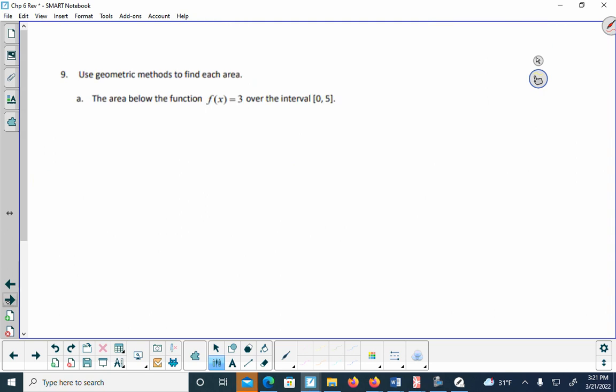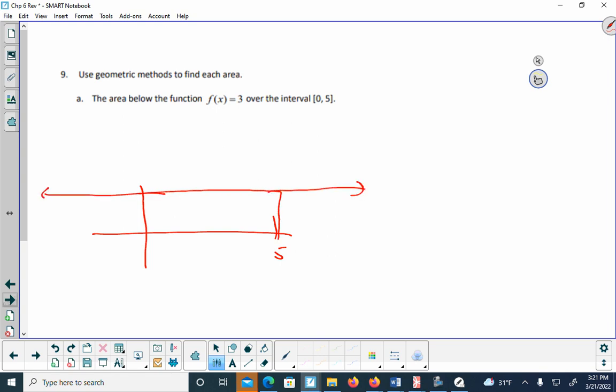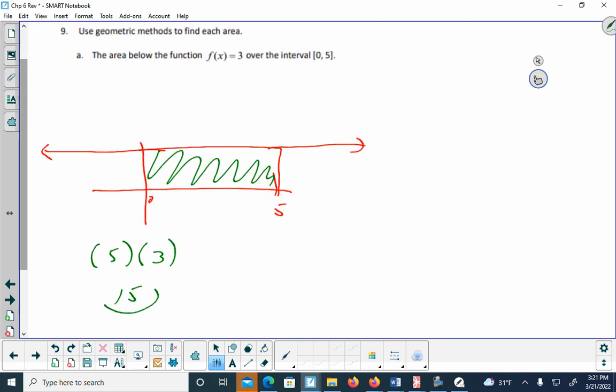Next one, use geometric methods to evaluate each. So A wants you to find when f of x is equal to 3 over the interval from 0 to 5. So here's 0, here's 5. f of x equals 3 is a horizontal line. I just care from 0 to 5, so I care about this rectangle here. That's going to be the base, which is 5, and the height, which is 3. So my area underneath the curve is going to be 15.